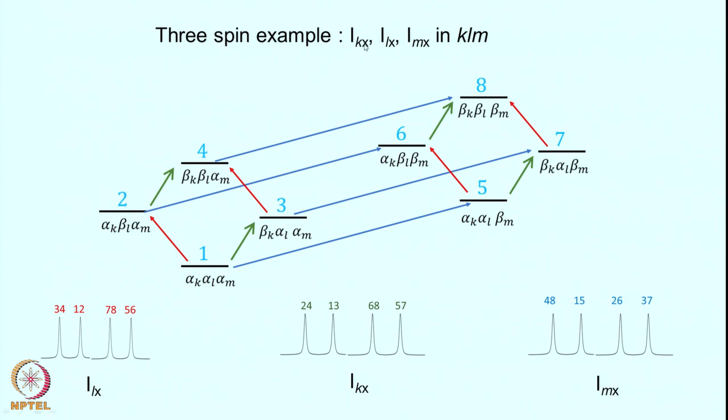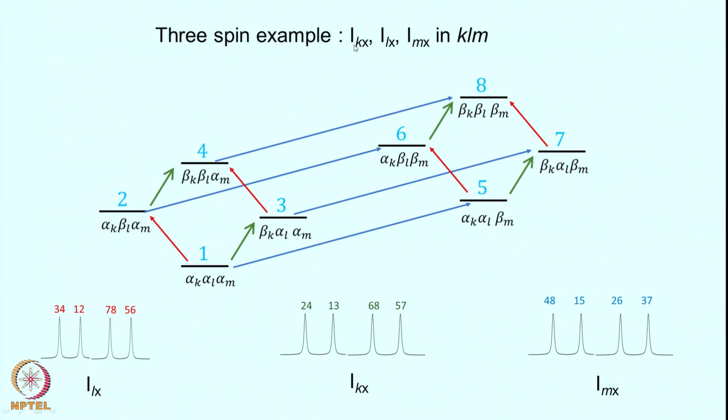For the 3 spins, we will make a beginning here, because we will continue later with more details. Take a 3 spin system which is KLM, these are the 3 spins. Now I said earlier that there will be a total of 64 operators. We will illustrate only some of those. Here we take IKX, ILX, IMX, which are supposed to represent the X magnetization of K, L and M.